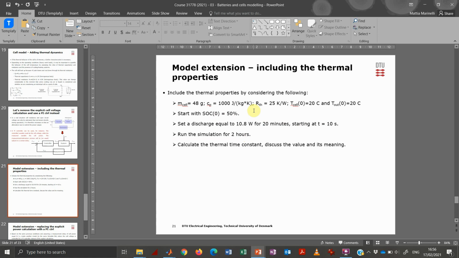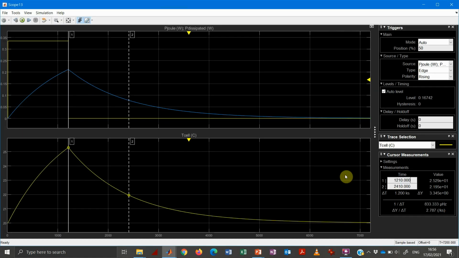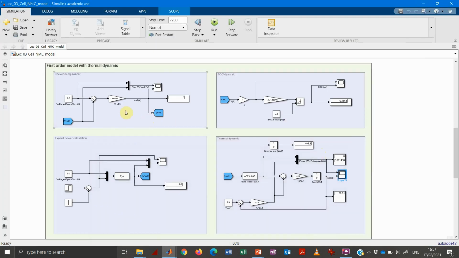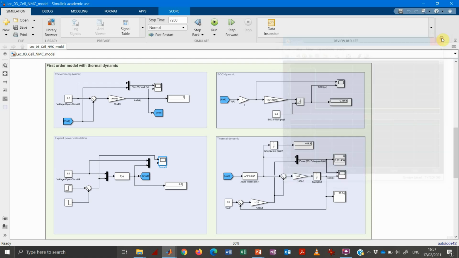You will remember that the thermal time constant is defined as the multiplication of the thermal resistance and the thermal capacitance. So we perform the simulation for 2 hours and we get the results here. On top we have the power generated by our joule losses. It's a bit more than 0.3 watt. Let's remember that this cell is experiencing a power of 10.8 watt for 20 minutes. That will be our open circuit voltage, our cell voltage. And then the cell is resting after that, so it's not charging or discharging.